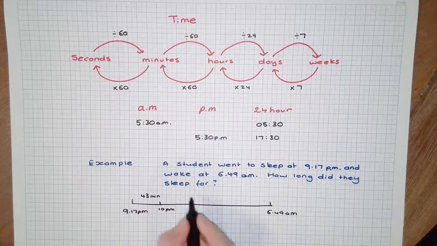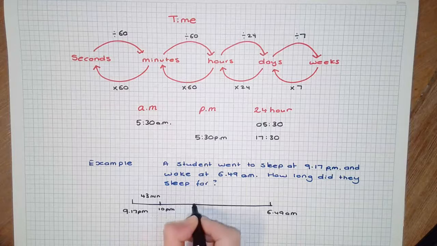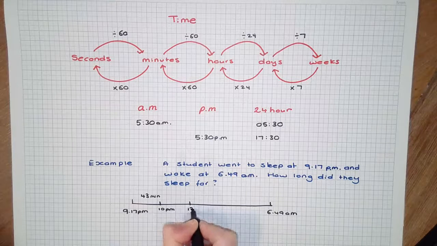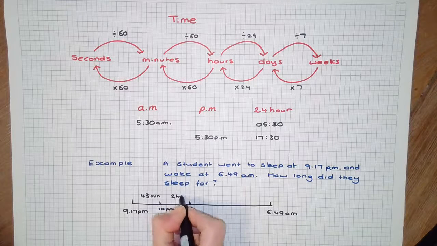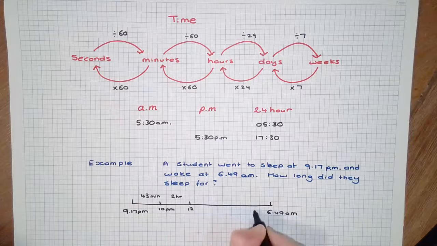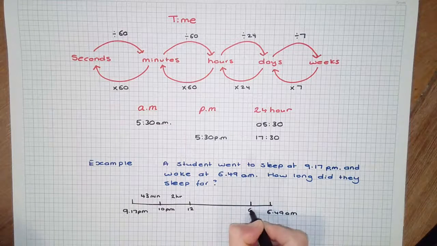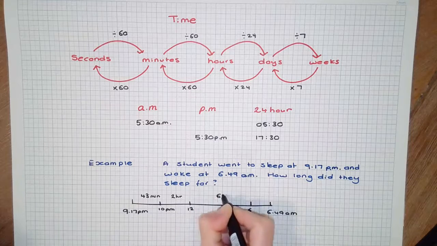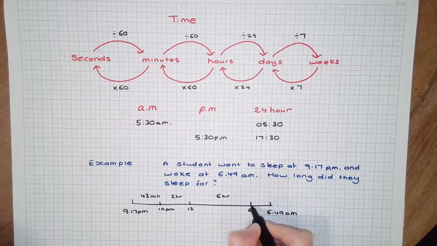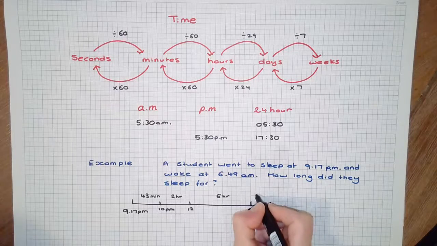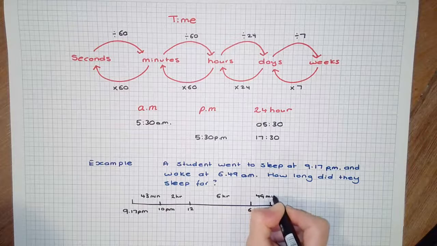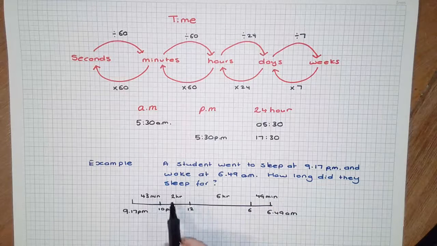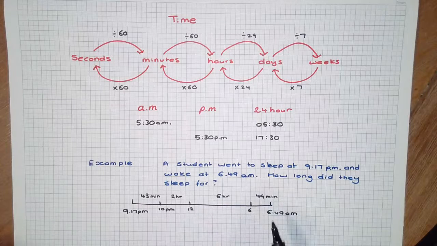And now let's go to midnight. To get from 10 PM to midnight, we would add 2 hours. To get from 12 to 6 AM, we would add 6 hours. And to go from 6 to 6:49, we'd have 49 minutes. So we have a total of 43 minutes plus 2 hours plus 6 hours plus 49 minutes.